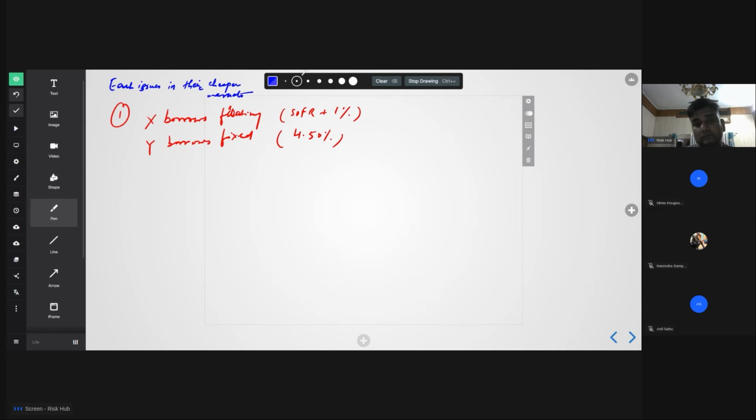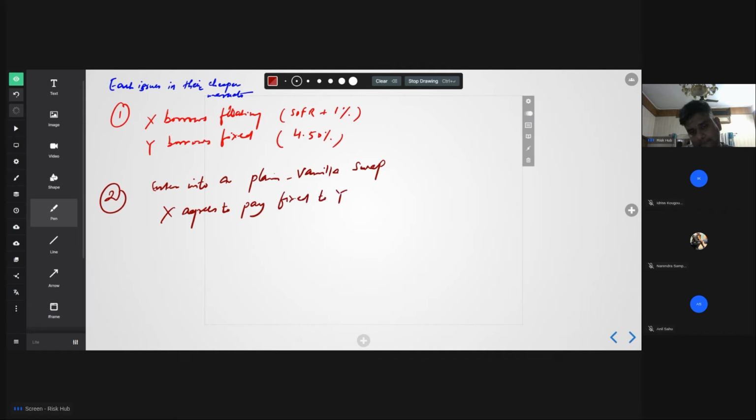All right, what is step 2? Step 2 is to enter into a plain vanilla swap. So X agrees to pay fixed to Y at rate R, let's say R, and receive floating, which is SOFR. Y agrees to pay floating, SOFR, to X.